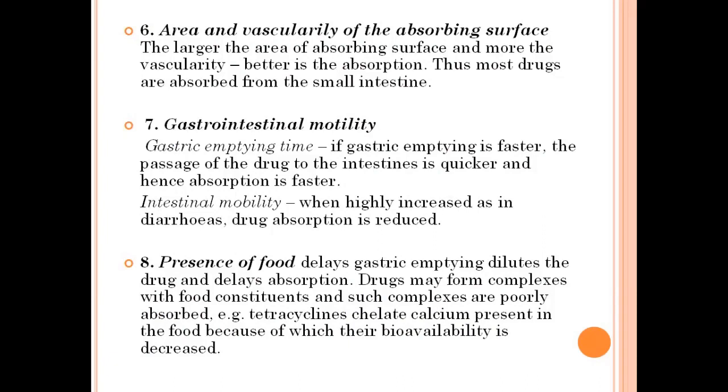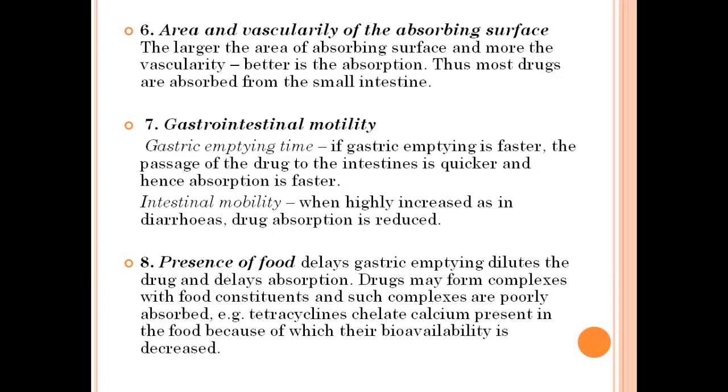Next is gastrointestinal motility. Here we can see the gastric emptying time and the intestinal motility. In gastric emptying time, if the gastric emptying is faster, the passage of the drug to the intestines is quicker and hence absorption is faster. And in intestinal motility, when highly increased as in diarrhea, drug absorption is reduced. Okay, so if gastric emptying is faster, then the absorption is faster, whereas if the intestinal motility is faster, the absorption is less.